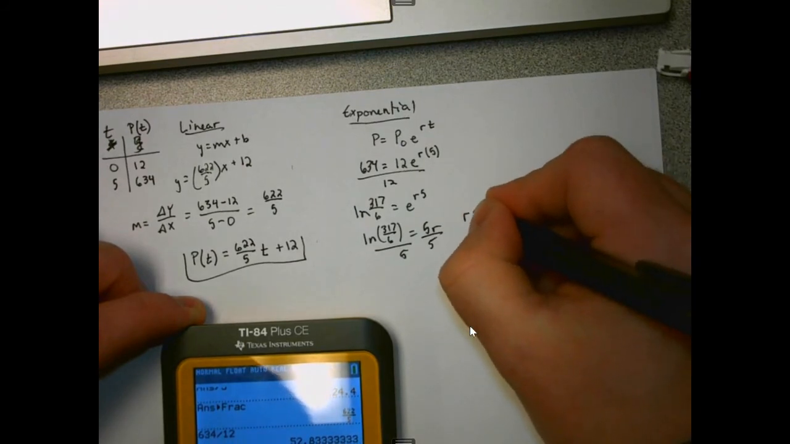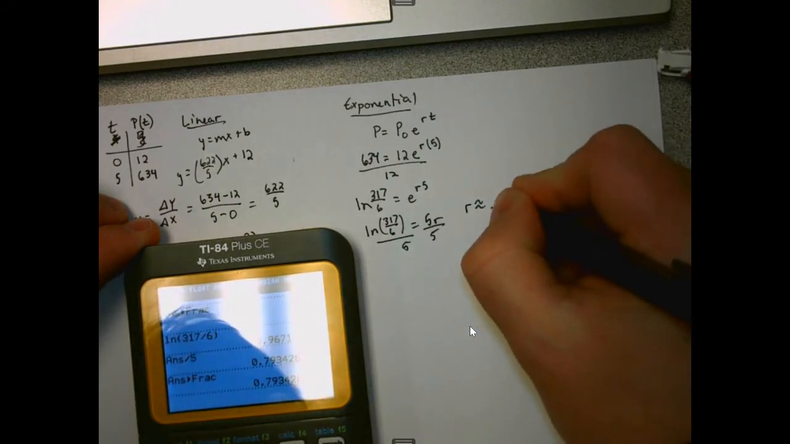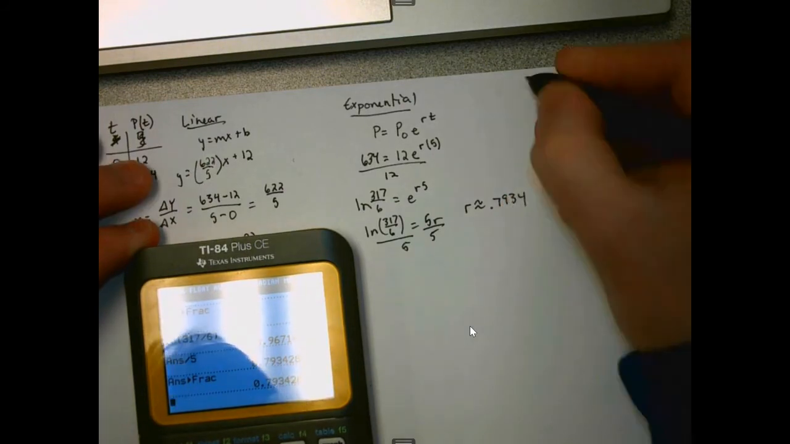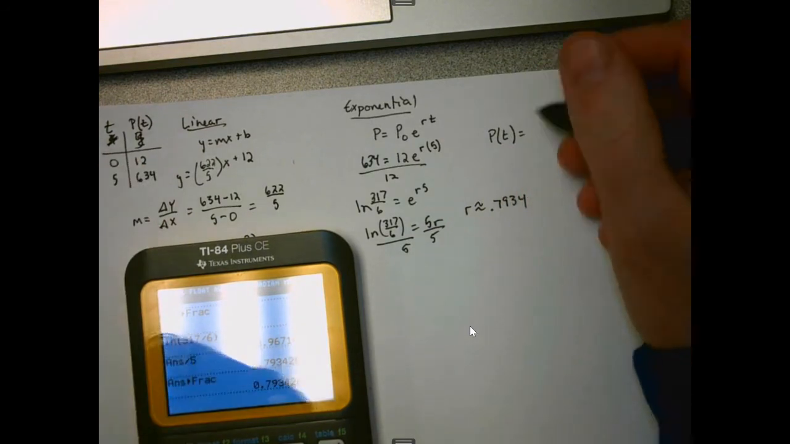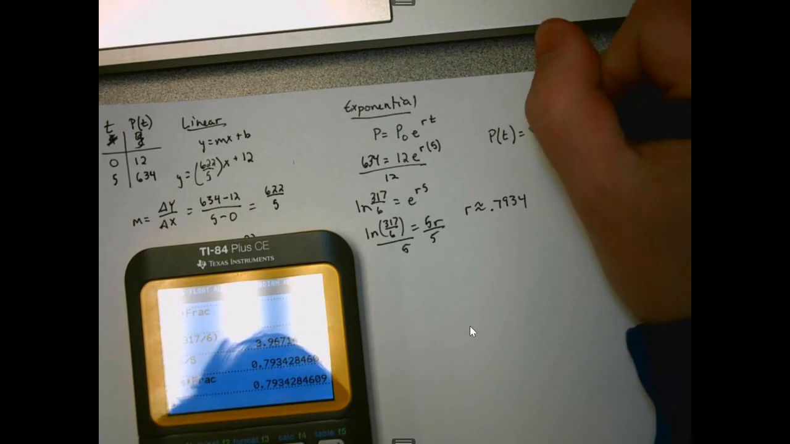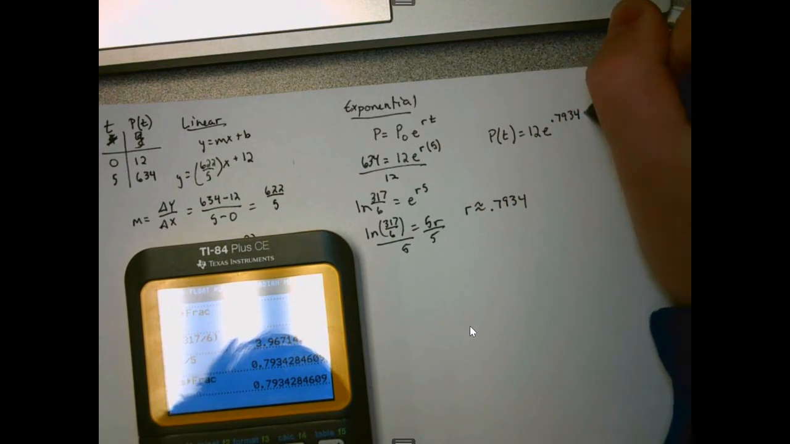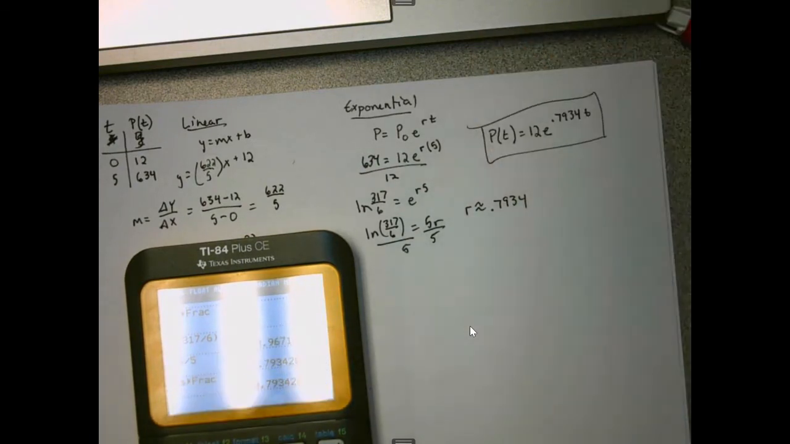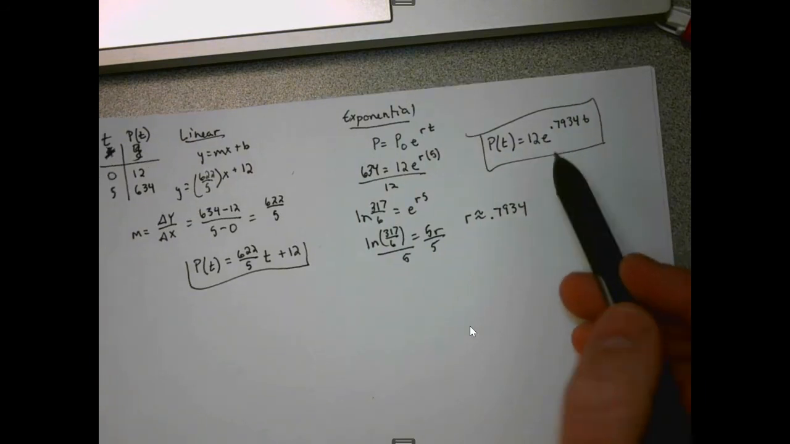So r is about ln of 317/6 divided by 5. No fraction, so we'll go to 4 decimals: 0.7934. Then I have P of t equals P naught, which was 12, e to the 0.7934 times t. This would be your exponential population model, which is an absolutely better model than a linear function for it.